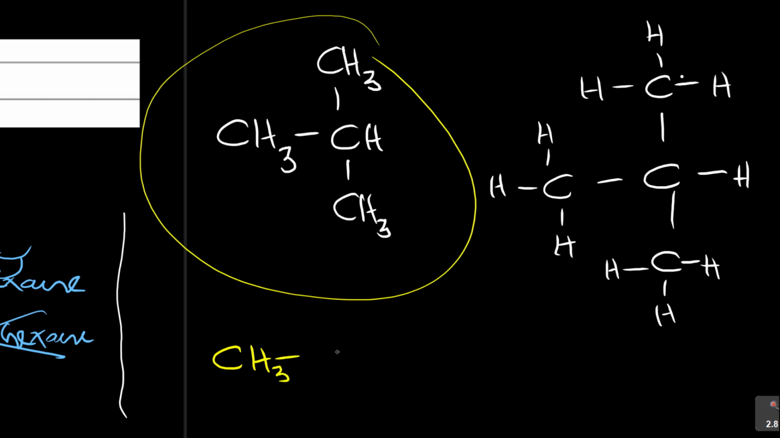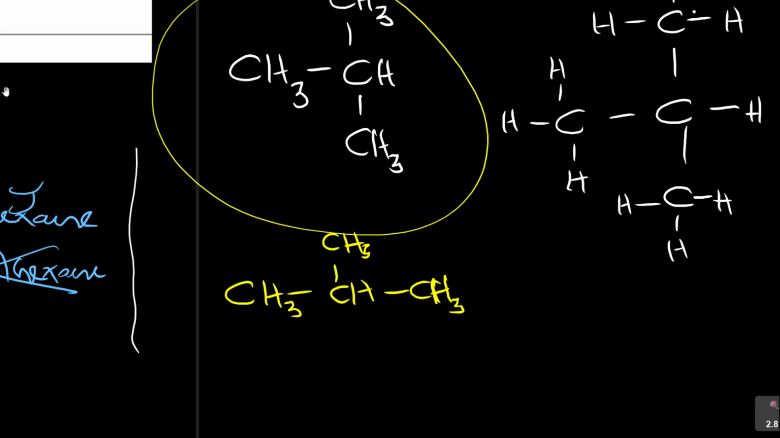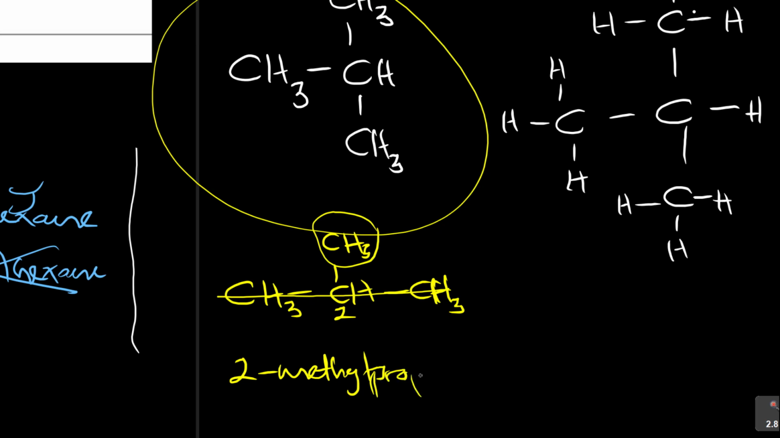CH3, CH, straight CH3. Then in here I've got a chain CH3. Do you see how it's like? So the branch becomes what? This one. Longest chain, 3 carbons, and in carbon number 2 I have a branch, so it's 2-methyl what? 3 carbons is what? Propane. You need to be able to pick up such things.